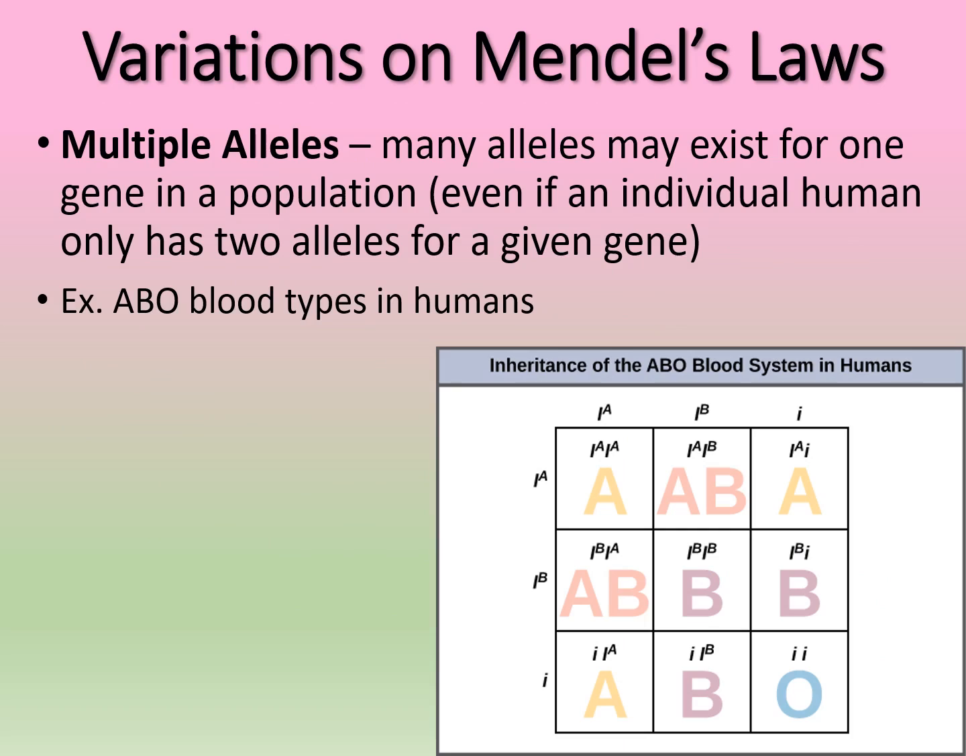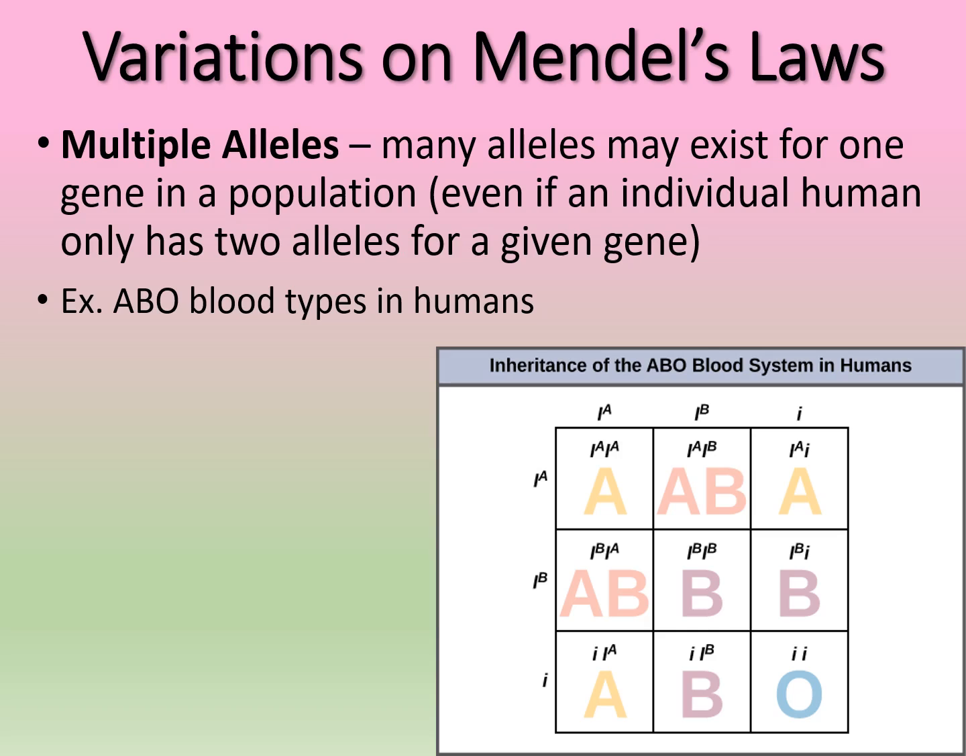So this is how we answer the question of how do we get the O-type blood. So it's called multiple alleles, and many alleles can exist for one gene in a population. So even though an individual person always is only going to have 2 alleles for a given gene, there are many more that could exist. So that gives you a lot more options, right?